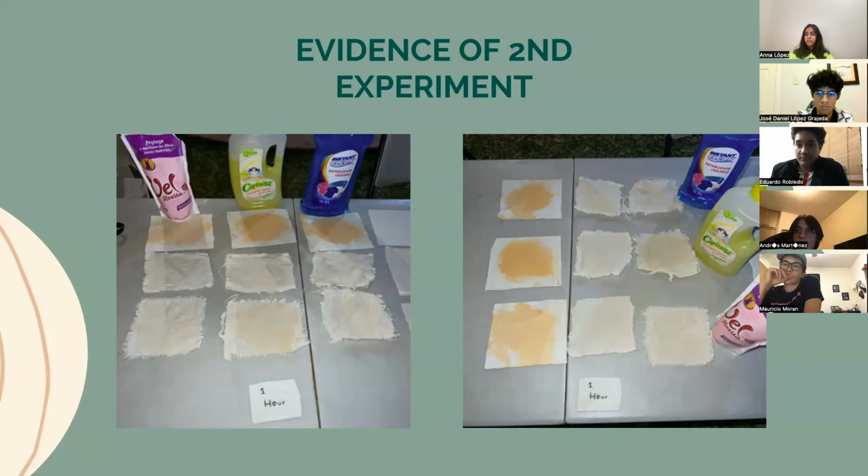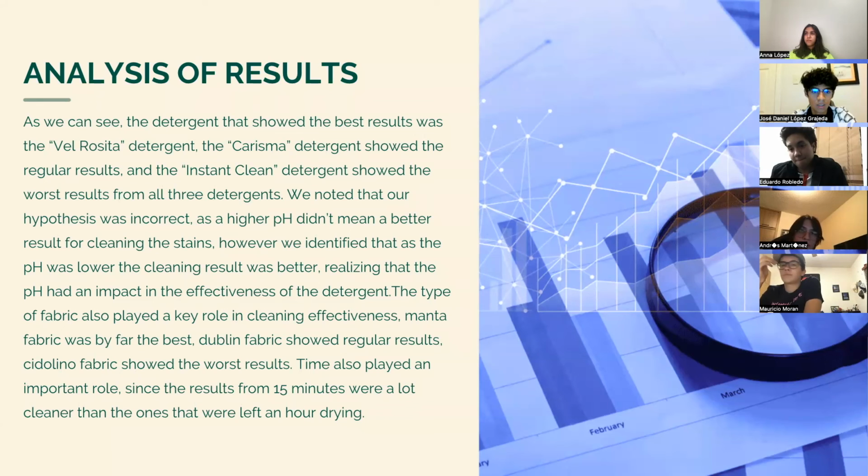Here we can see that, for example, in Charisma, the stains did not come out as well. The effects that were seen were not as effective as with Bel Rosita and with the Instant Clean detergent. So after all experiments, we did an analysis of the results. We concluded that Bel Rosita was the best detergent. Charisma gave us regular results, and finally, Instant Clean gave us poor results.